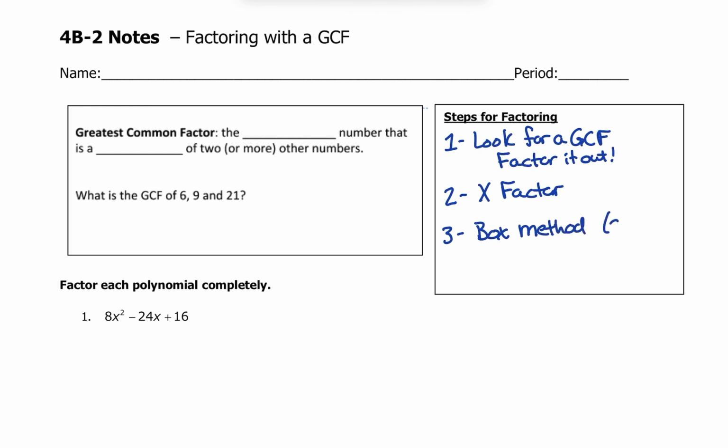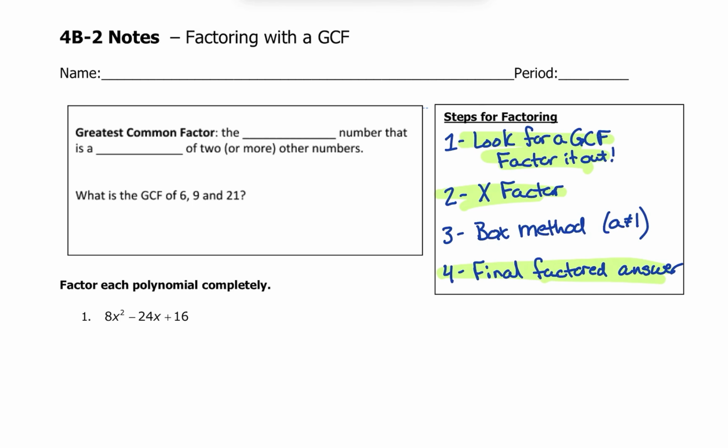And we really use that when our A is not equal to 1, once we look for a greatest common factor. And then our last step is to write our final factored answer. So for today, we are really just focusing on looking for a GCF and factoring it out. You guys should be familiar with X factor now and the final factored answer. So we're just adding that GCF part.